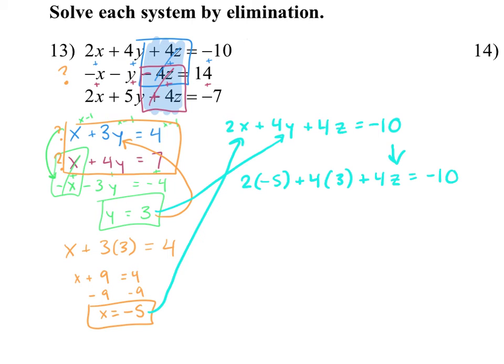Multiply. So 2 times -5 would be -10. 4 times 3 is 12. Plus 4z is equal to -10. What do we do next? Combine. We can subtract 12 to the other side. We can also just combine the -10 and 12. So it's -10 plus 12. 2. So 2 plus 4z is equal to -10. Now what do we do?